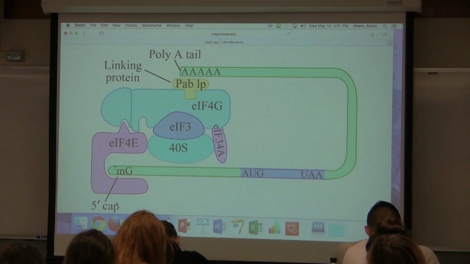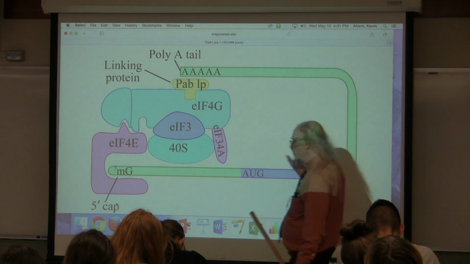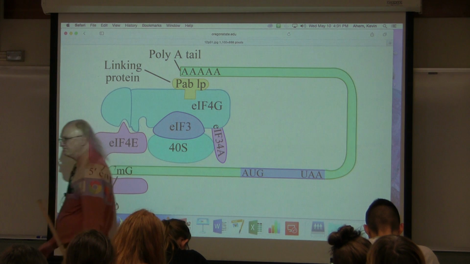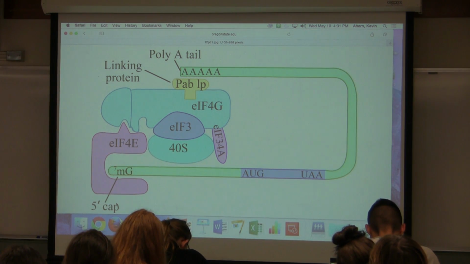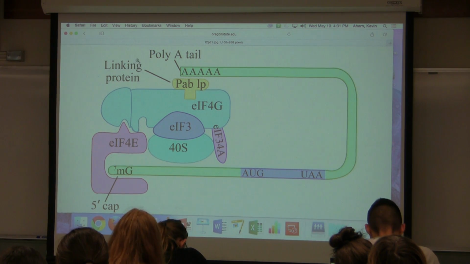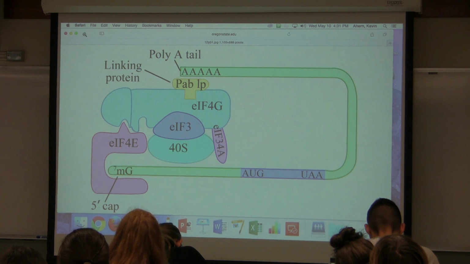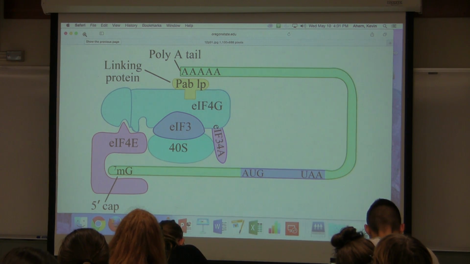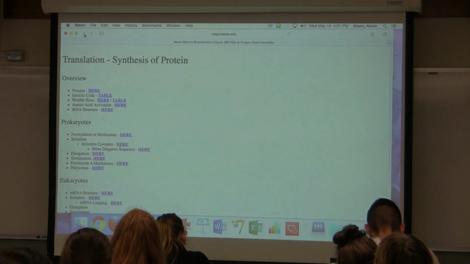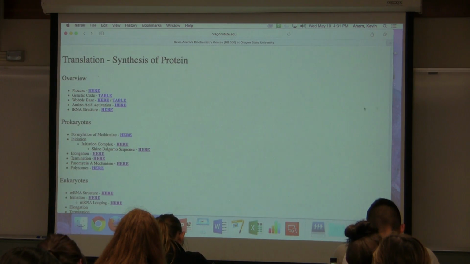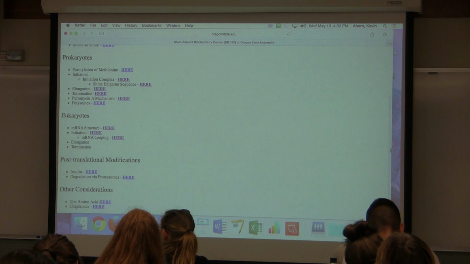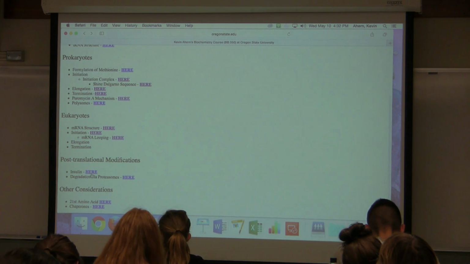That's one thought about why that forms a circle. Prokaryotes don't do this. They don't form a circle at all. Eukaryotes, we know they do that. Questions on that? So I'm not asking you to memorize any structures there. I just want you to know the cap plays a role. I want you to know the poly A plays a role. I want you to know that eukaryotes have a circle and prokaryotes don't have a circle.